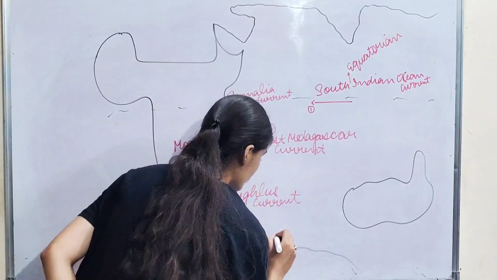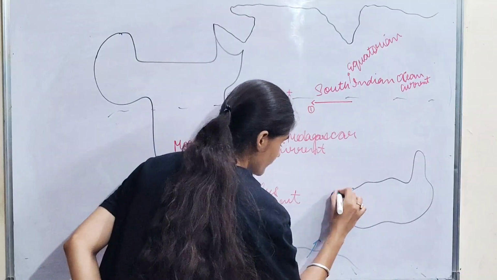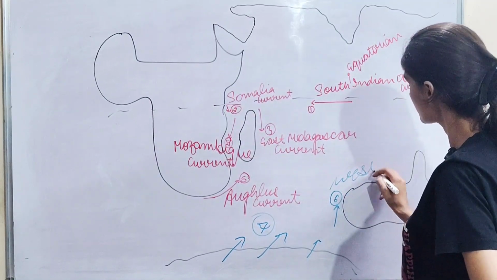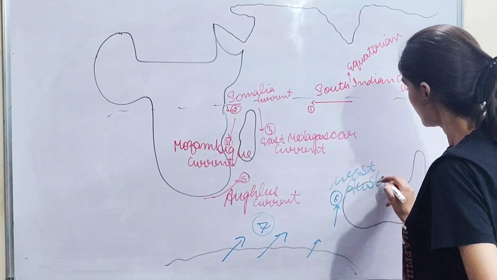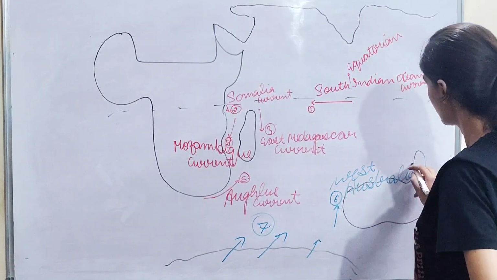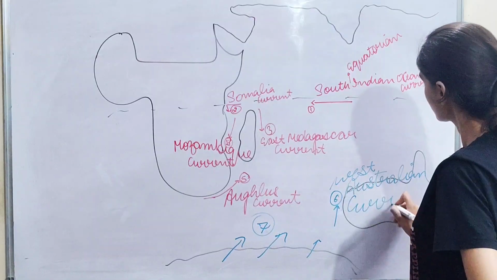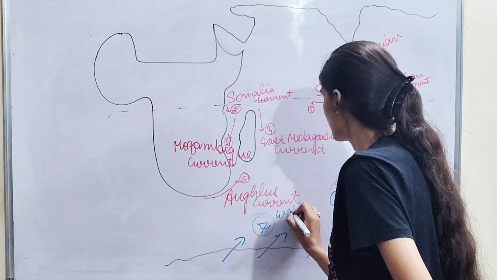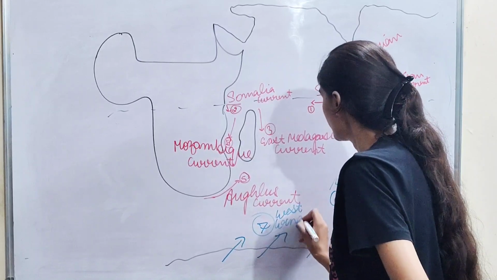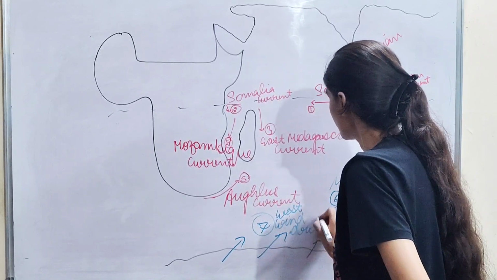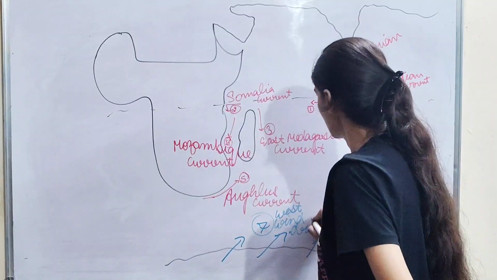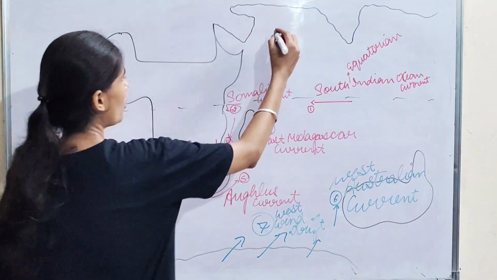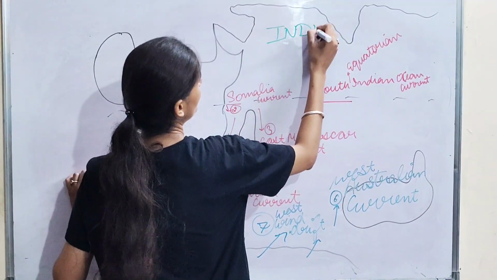Sixth and seventh. The sixth is West Australian Current. And seventh is West Wind Drift. So these are the 7 oceanic currents of Indian Ocean.